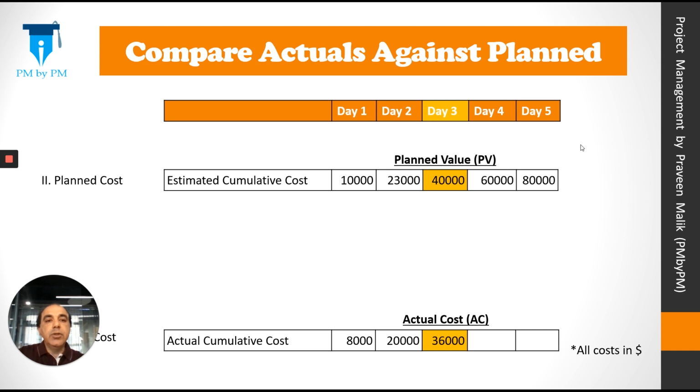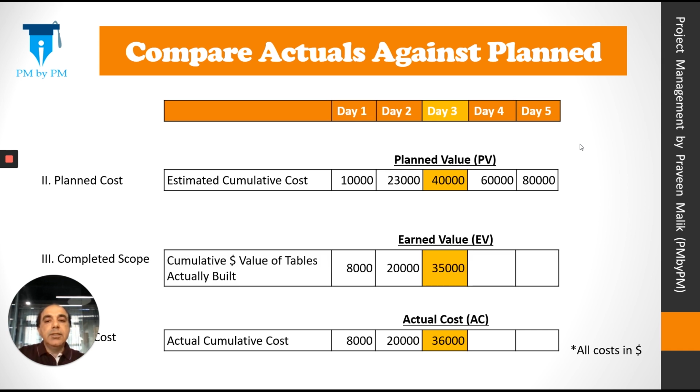Let's introduce a third figure here. Let's assume that we built 35 tables at the end of day 3. So we have done work worth $35,000. 35 tables into 1,000 is $35,000. We wanted to spend $40,000 to build 40 tables. We actually built 35 tables and spent $36,000 for them. So there is a variation here.